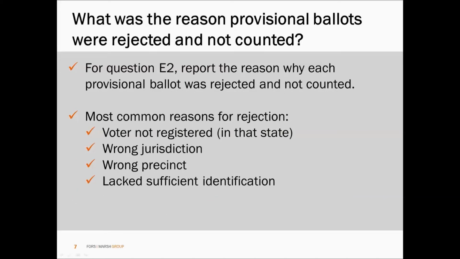Finally, with question E2, you'll be reporting the reason why each provisional ballot was rejected and not counted. The most common reasons for rejection are: 1, voters voted in the wrong jurisdiction. 2, they were not registered to vote in the first place. 3, they were voting in the wrong precinct. Or 4, they lacked sufficient identification.